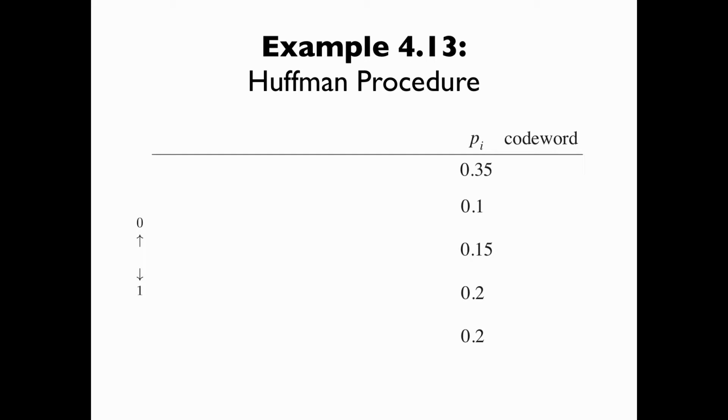Our remaining discussion will focus on the binary Huffman procedure. After that, we will discuss the D-ary Huffman procedure. Here's a very simple example of the binary Huffman procedure. Suppose we have a probability distribution with probability masses 0.35, 0.1, 0.15, 0.2, and 0.2. First, we identify the two smallest probability masses, 0.1 and 0.15. We merge them into one probability mass, 0.25.